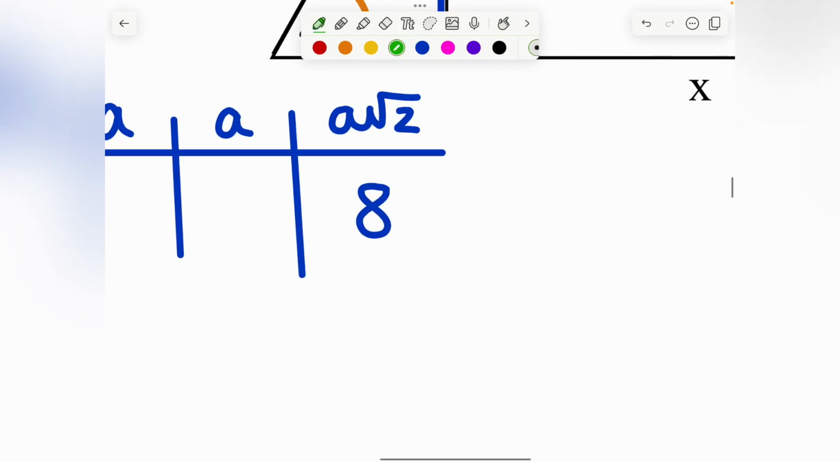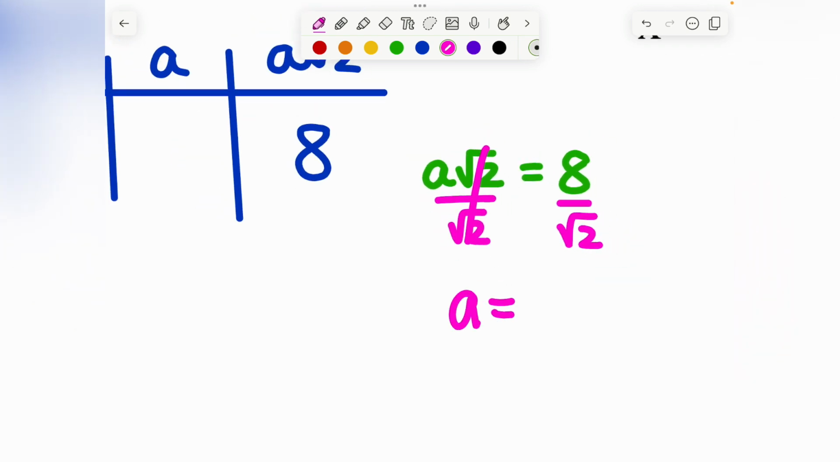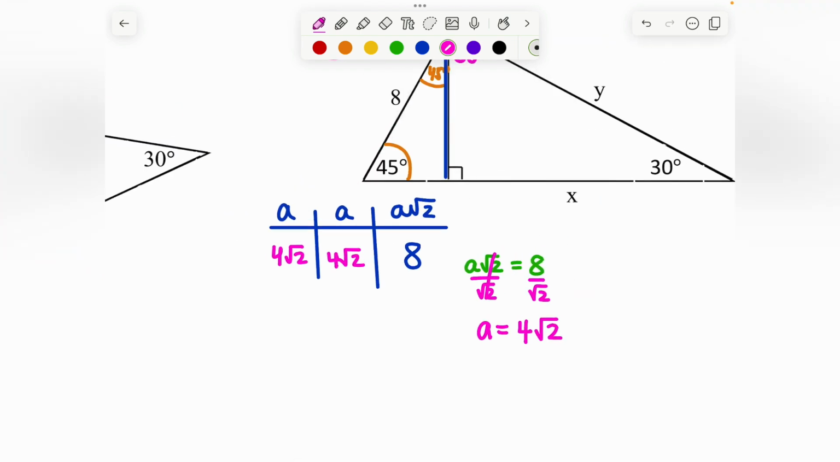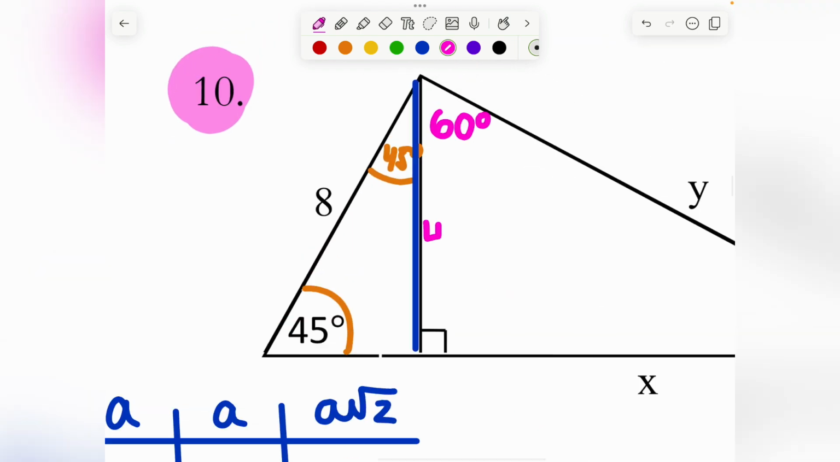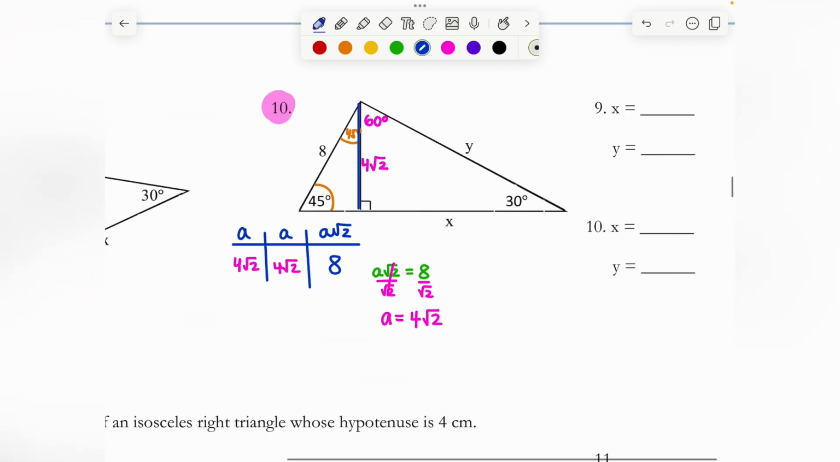So this is the one where I have to divide by root 2. Just to show you the work, you could just do it in your head if you want, but I am dividing by root 2, and I'm going to use the trick. 8 divided by 2 is 4, stick on the root 2. So these sides are both 4 root 2. That's not my answer for x or y, but it does give me this side, which is really important, because then I have to go to the 30, 60, 90 triangle.